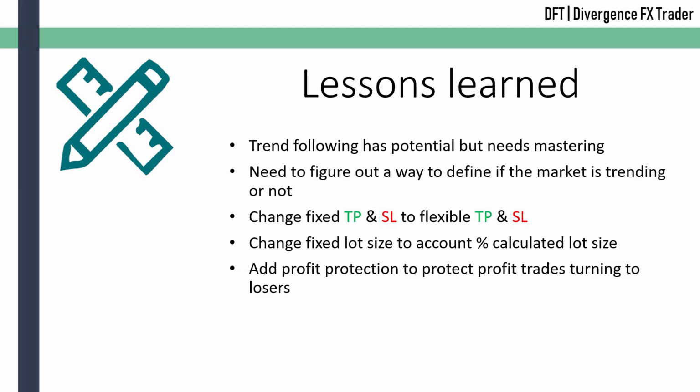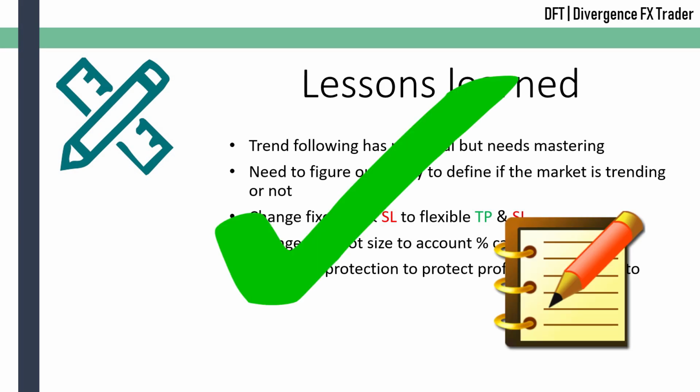And the last thing is that we need to apply to our EA software some kind of profit protection rule, or I would say a profit locker rule. Basically, it will be a function that will protect us from situations where we have a profitable trade and that trade turns into a losing trade in the end. It's always better to make $1 from a trade instead of losing money. Learned and noted for future projects.